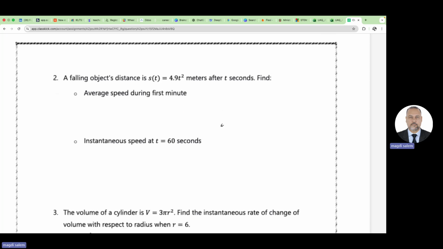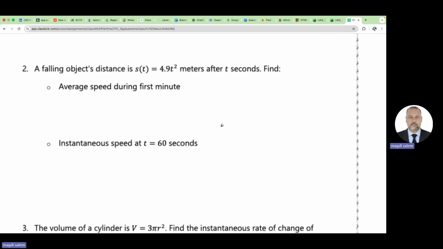He's also asking you about the average speed, and he's giving the formula as S of t equal 4.9 t squared. What you are going to do is to find the average speed. How can we find the average speed? By doing the same steps. But he's giving you that to find the average speed after t seconds. Find the average speed during the first minute. First minute means starting from 0 to 60 seconds.